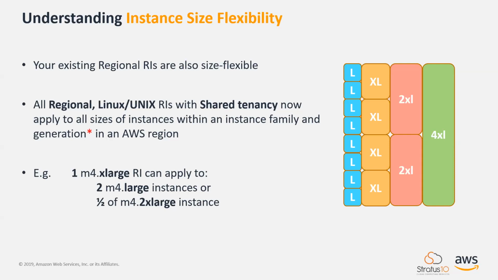the OS vendor. For example, if you have an M4 X large RI, it can apply to two M4 X large running instances, but it also works the other way, where it can apply to half of the M4 2X large. Okay. A little bit later, we'll have Jignesh talk about how to save specifically with Windows instances.